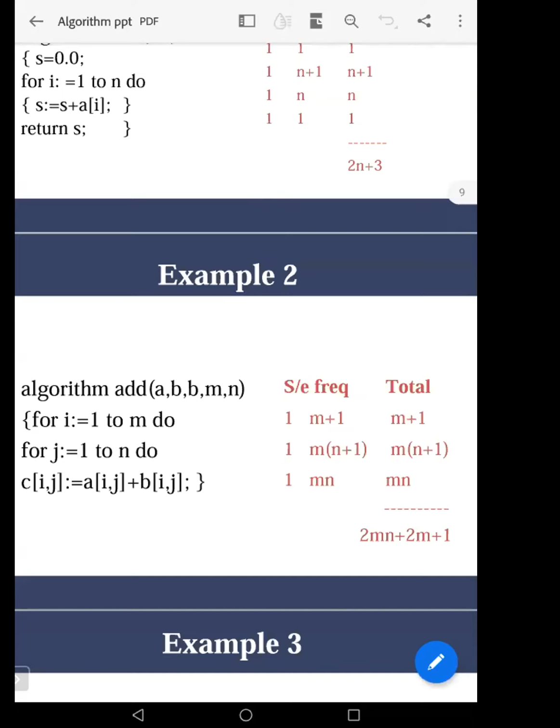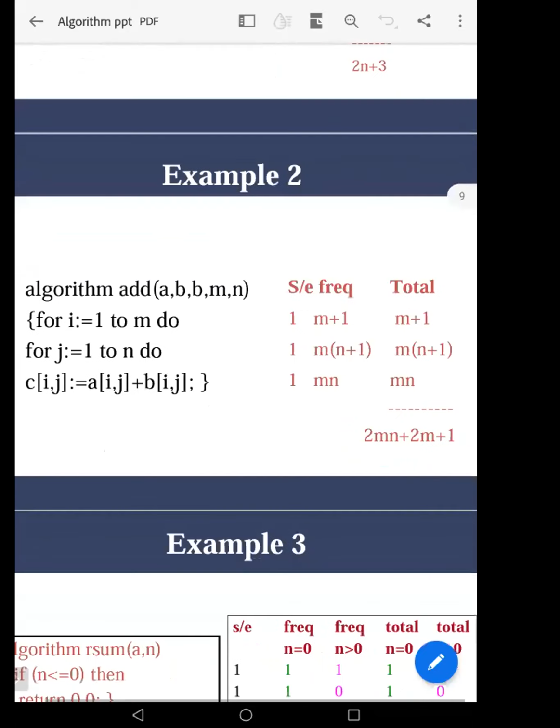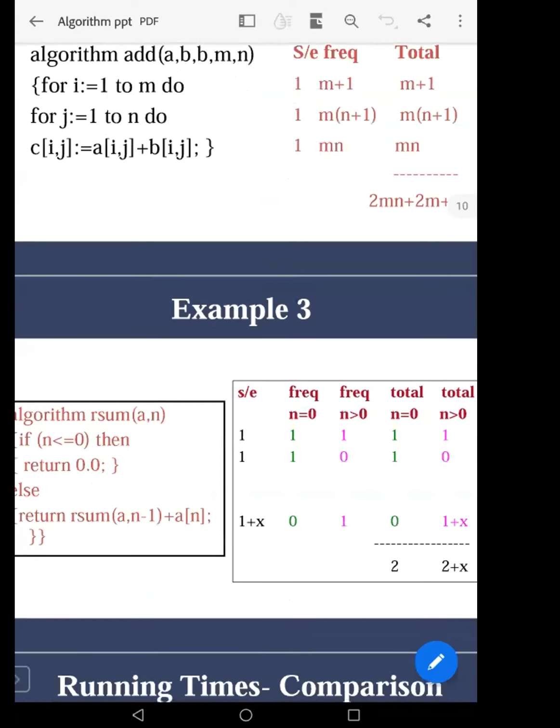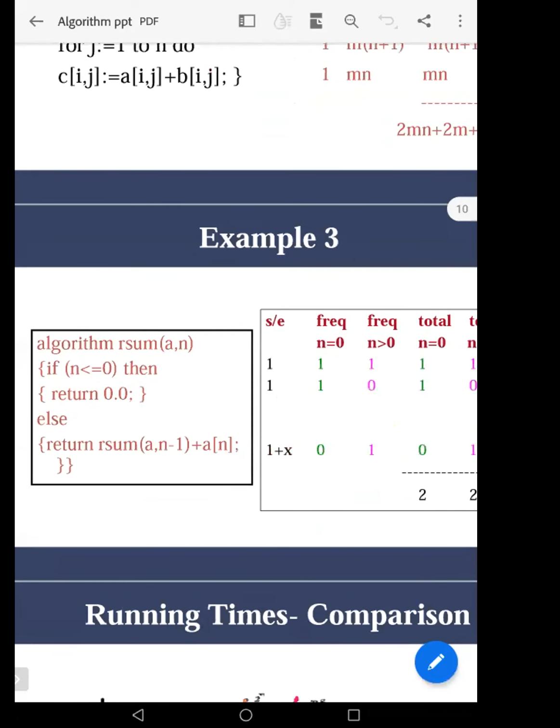So it depends on the algorithm. When we are analyzing an algorithm, it totally depends on the behavior of the loop, because an iterative algorithm mainly depends on loop complexity. In this way we can count all the steps to get the running time of an algorithm. Similarly, there is another algorithm.